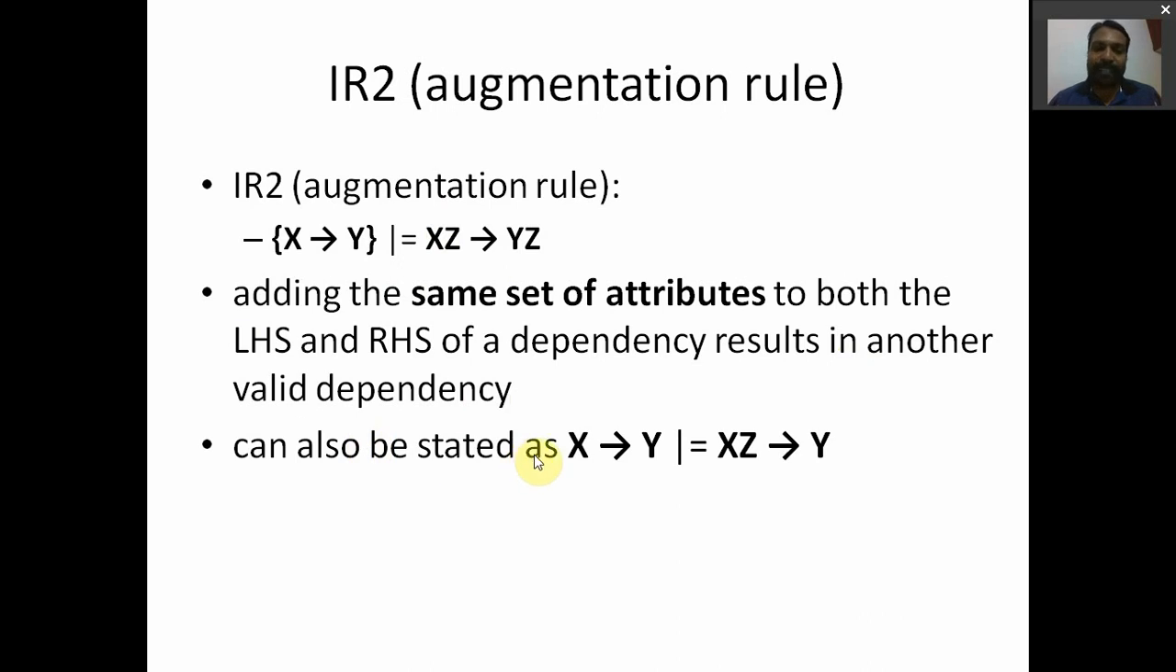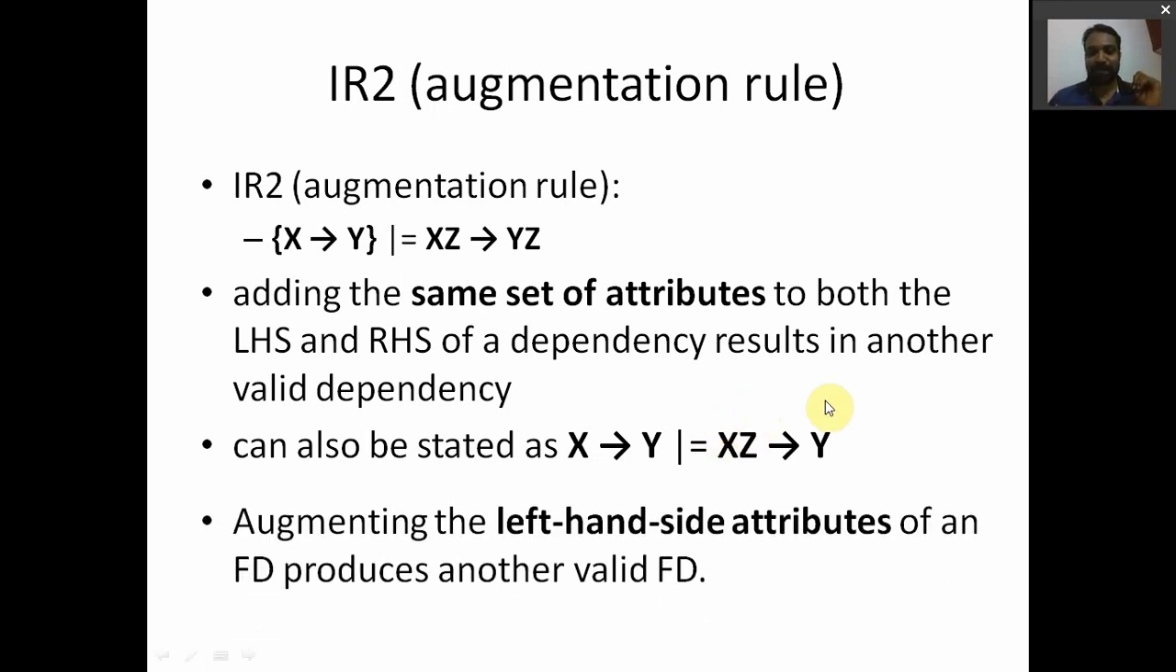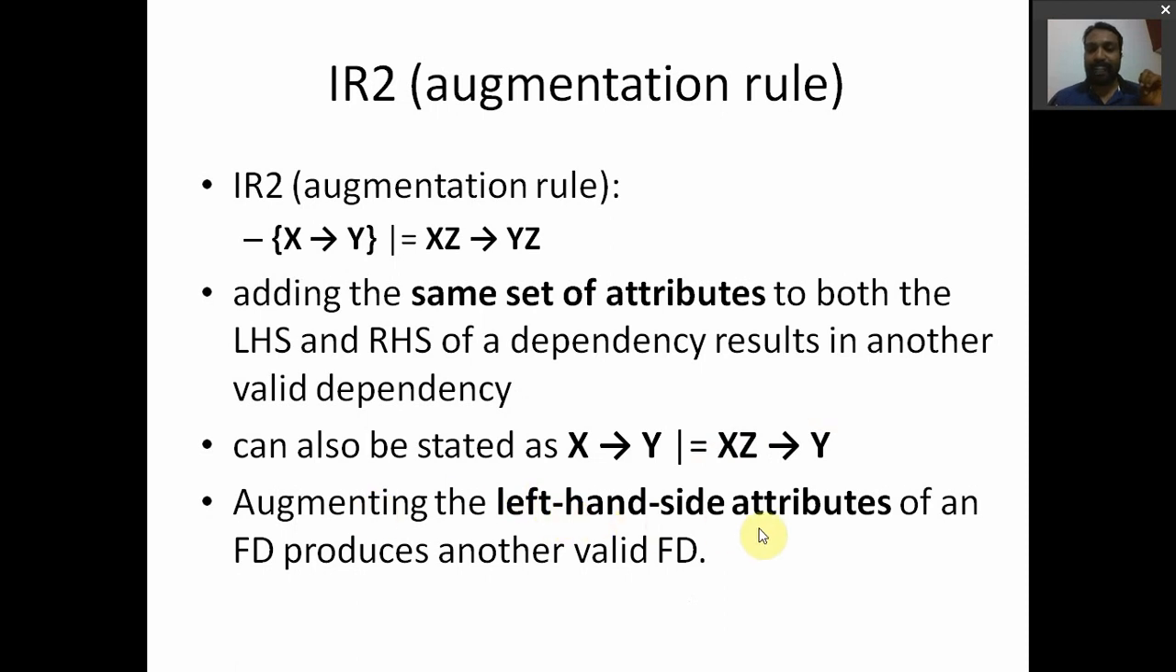It can also be stated like this: x to y, then we can simply add to the left side only, xz to y. This functional dependency will also hold. This is also the augmentation rule. Even if we are not adding anything to the RHS, we are simply adding a set of attributes to the LHS, this functional dependency will hold. Augmenting the left hand side attributes of a functional dependency produces another valid functional dependency.